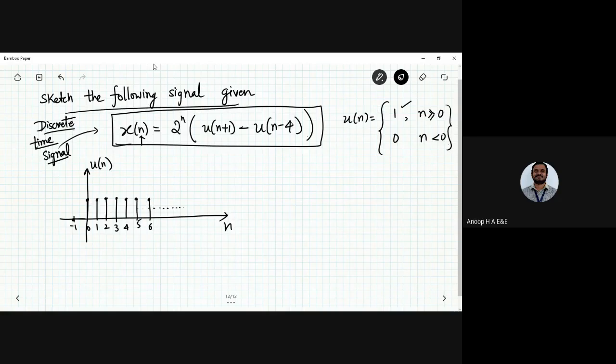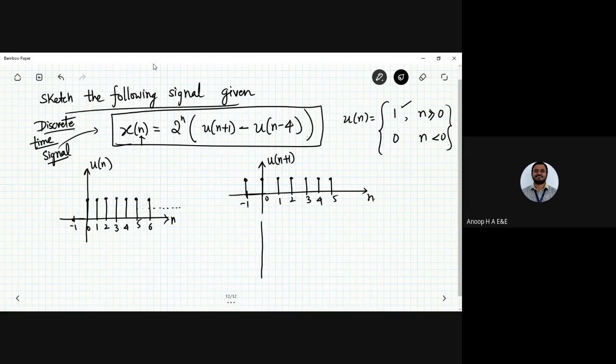Now I need to write the signal for u of n plus 1. For u of n plus 1, I just told you it is shifted towards the left by 1 unit. This is u of n plus 1. This is n. Next, u of n minus 4.